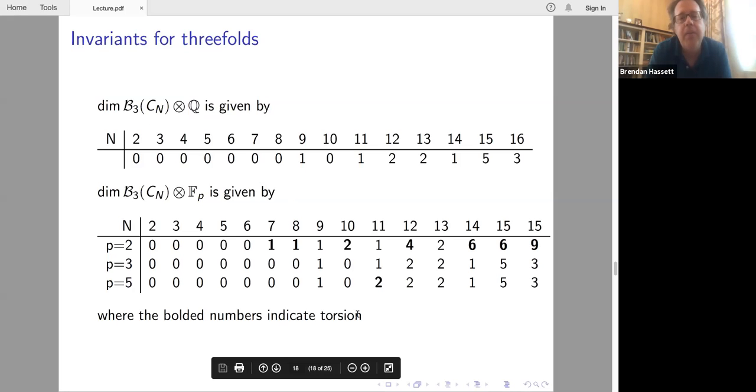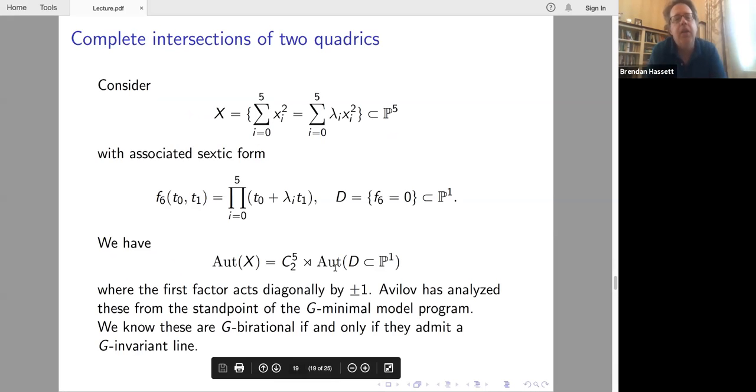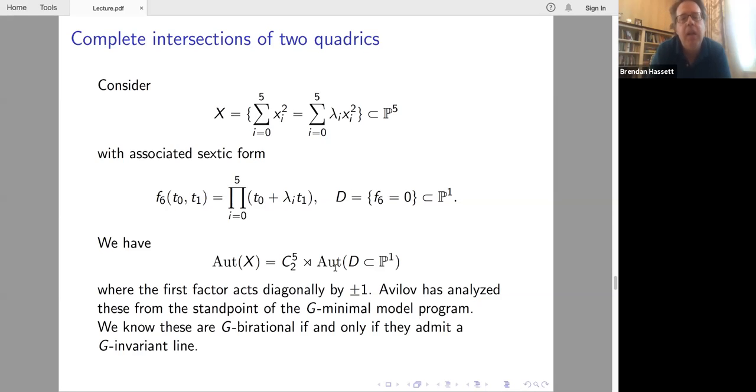So let me take an example that is near to my heart to show you both what the invariants can do and how they can fail. So let's look at complete intersections of two quadrics in P5. So smooth complete intersections can be simultaneously diagonalized over an algebraically closed field. And a key invariant is the degeneracy locus of the pencil.